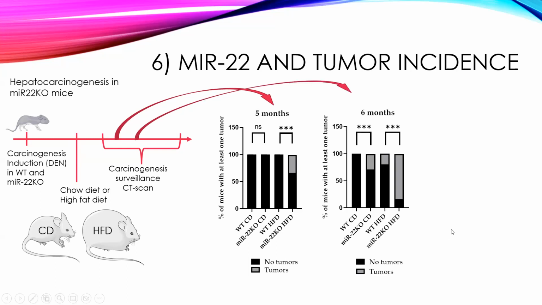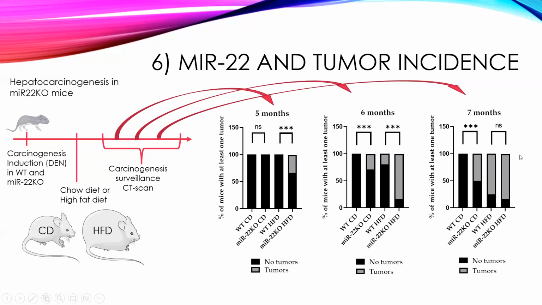At 6 months, almost all of them had tumors, and some of them that were on a normal diet started developing tumors, as well as wild-type mice in obesogenic conditions. And these proportions were a bit worse at 7 months, but still wild-type mice without the obesogenic diet didn't have tumors. So it seems that microRNA-22 absence, along with this obesogenic diet, accelerates tumor development in mice.